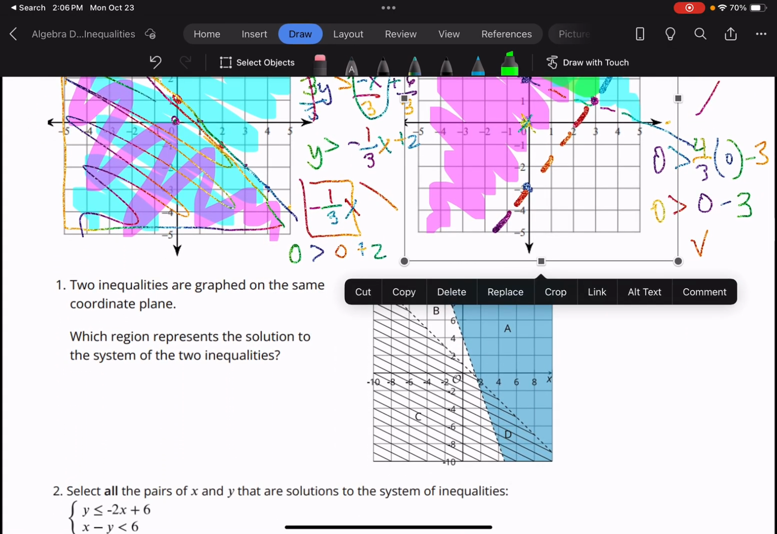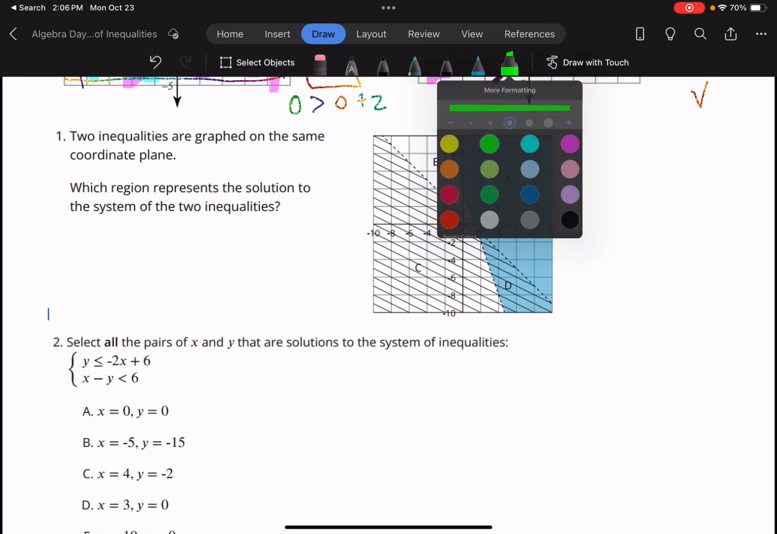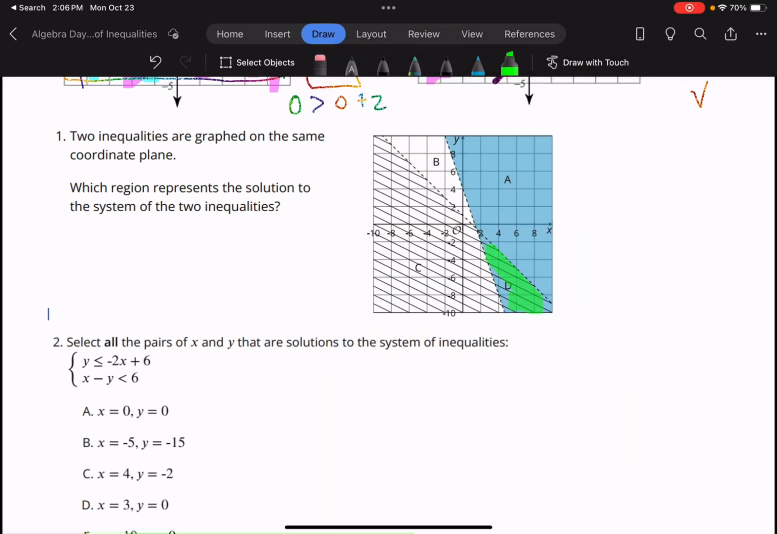All right, let's take a look at this next problem. It says two inequalities are graphed on the same coordinate plane. Which region represents the solution to the system of the two inequalities? So we're looking for the overlapping zone. The overlapping zone would be here in D. So D is our answer, D, because it is shaded for both.